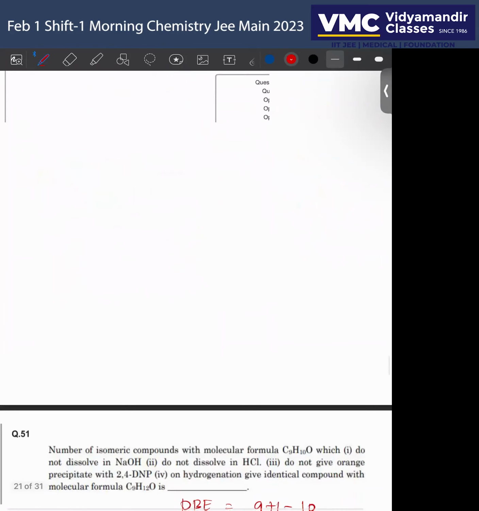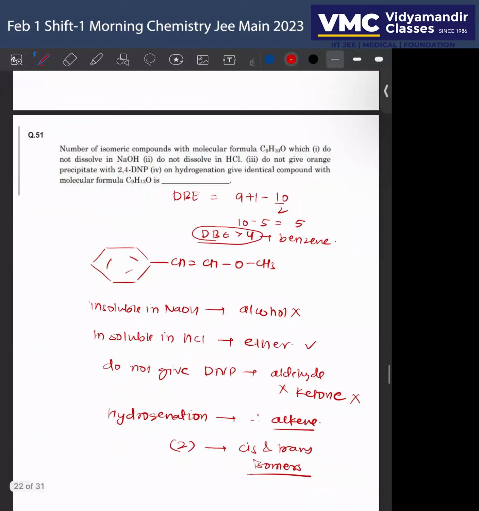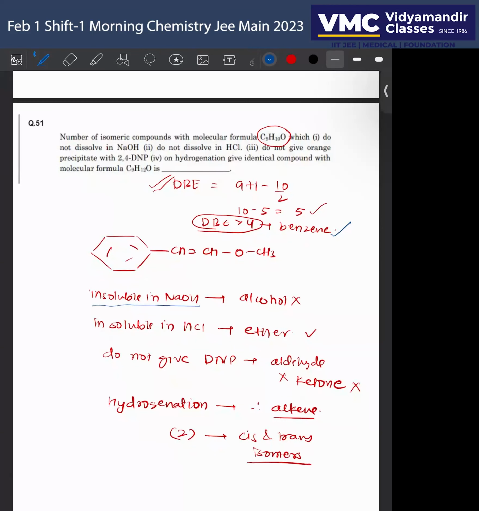Next is question number 51. It is asked to identify the number of isomers of the compound with the molecular formula C9H10O. If I calculate the double bond equivalent for the same, it comes out to be 5. The double bond equivalent is above 4, and hence one benzene is present here. Next, it is said that it does not dissolve in NaOH. If it is not soluble in NaOH, therefore an alcoholic group is not present. Therefore, this oxygen is not part of an alcohol group.